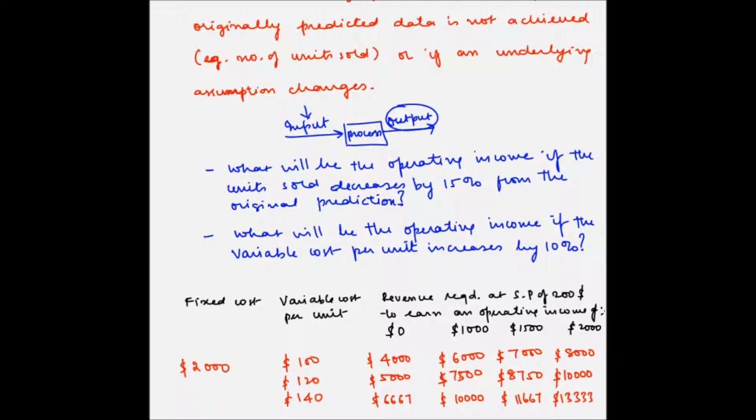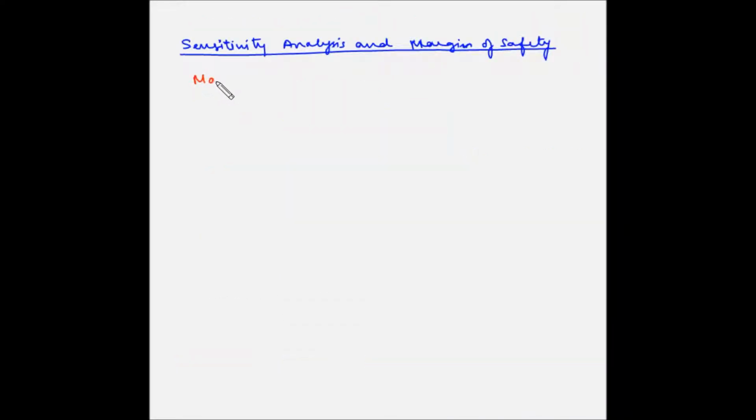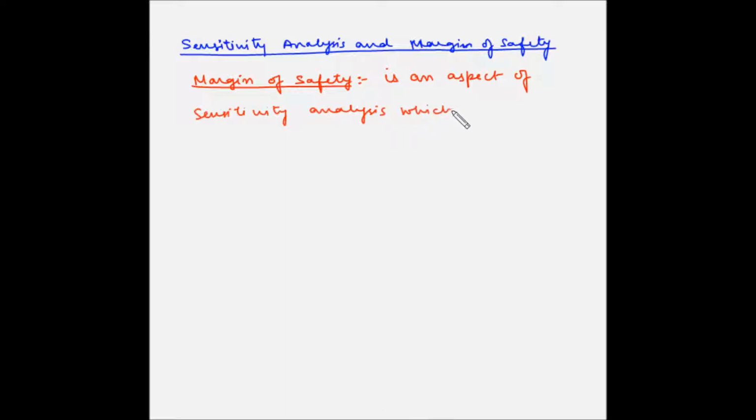Now let's look at the concept of margin of safety. Margin of safety is an aspect of sensitivity analysis, which is the amount of budgeted revenue over and above the break-even revenue.